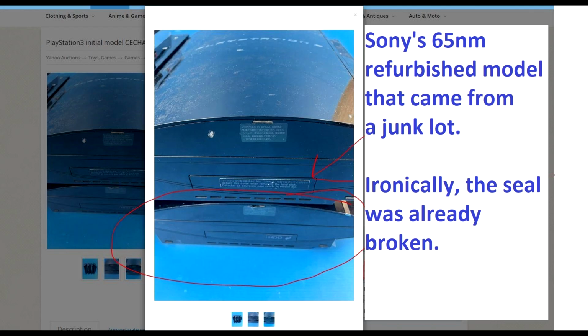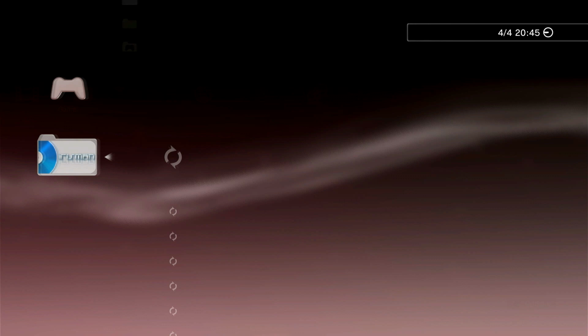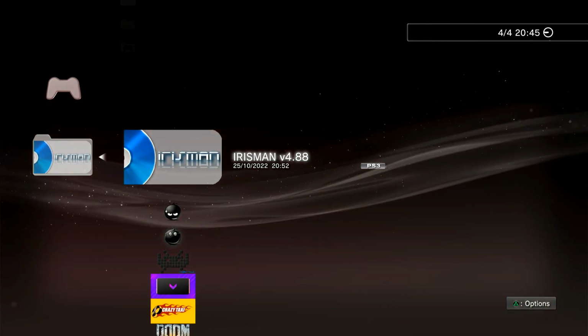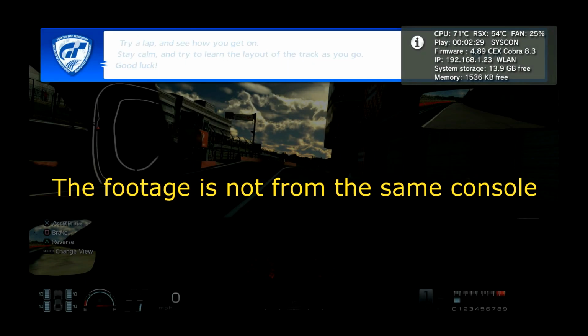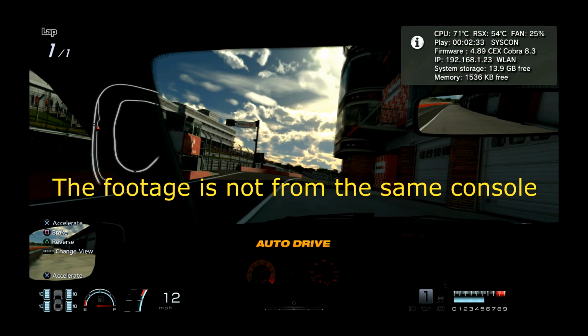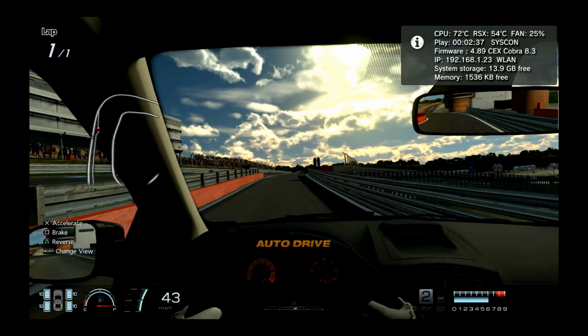So the first issue that I spotted happened right after installing custom firmware and trying to run some homebrew programs, particularly Irisman and Multiman. When I would launch either of these tools, half the time they would simply hang on black screen and wouldn't load. And the only way to quit out of that situation would be to turn the machine off with the power switch in the back. I didn't know what could possibly cause it, because other than that, the system was working just fine. So the first thing I did was replace the hard drive, but there was sadly no change.